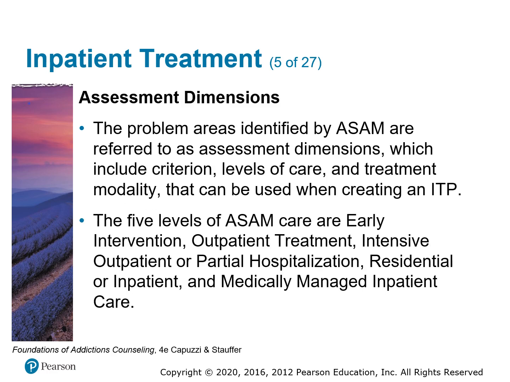So, assessment dimensions. The problem areas identified by ASAM are referred to as assessment dimensions, which include criterion, levels of care, and treatment modality that can be used when creating an ITP. The 5 levels of ASAM care are early intervention, outpatient treatment, intensive outpatient or partial hospitalization, residential inpatient, and medically managed inpatient care.